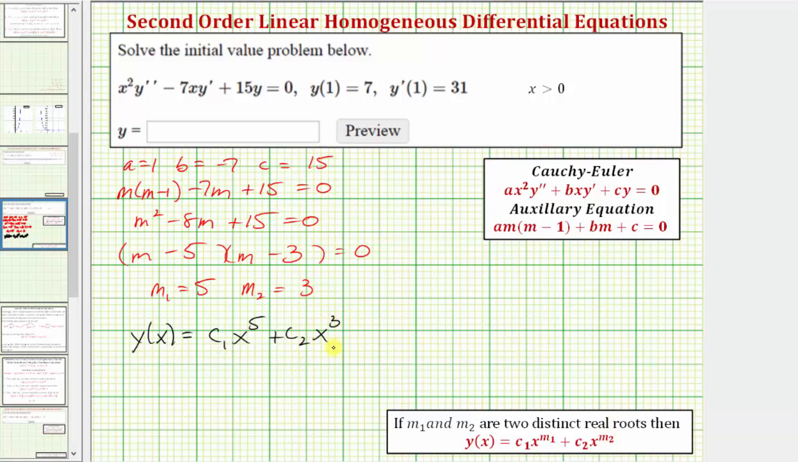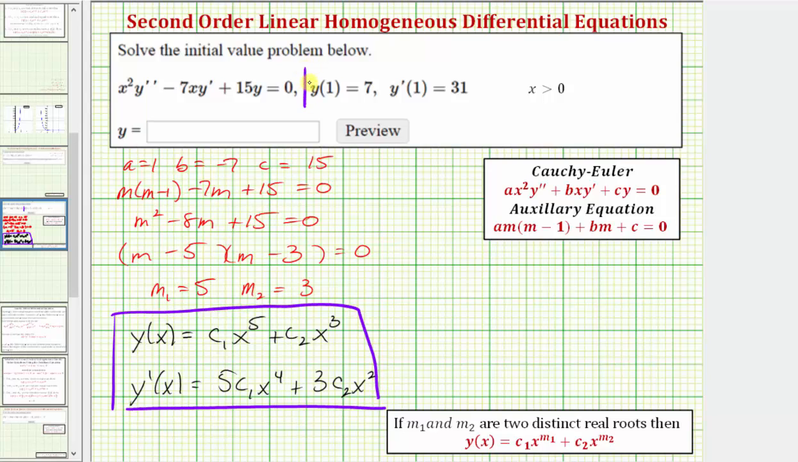And now we'll find the particular solution given the initial conditions y of 1 equals 7 and y prime of 1 equals 31. Before we do this though, let's find y prime of x. Y prime of x is equal to the derivative of c sub 1 x to the 5th plus c sub 2 x to the 3rd with respect to x, which should be 5 c sub 1 x to the 4th plus 3 c sub 2 x squared. So now we'll use these two functions in the initial conditions to find the value of c sub 1 and c sub 2. Let's do this on the next slide.